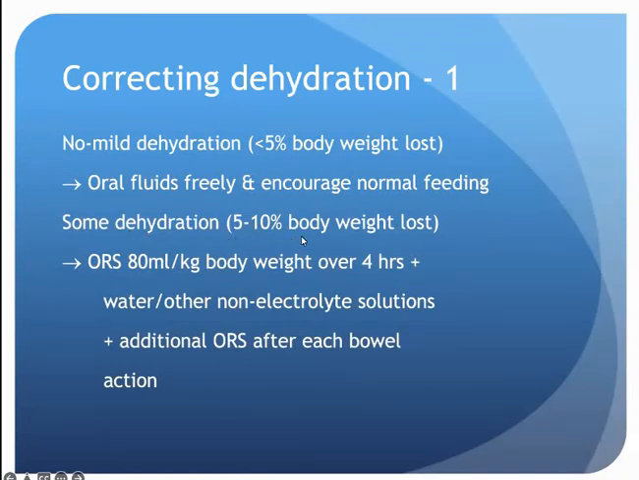Now, if you have 5 to 10% of body weight loss, you might want to make sure that you're replacing electrolytes as well, because those are being lost. And you would give an oral rehydration fluid. So you would give fluid as you would normally, and then you would give additional fluid after each bowel action, approximately the amount that is being lost.